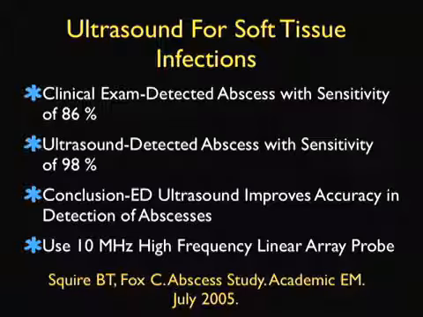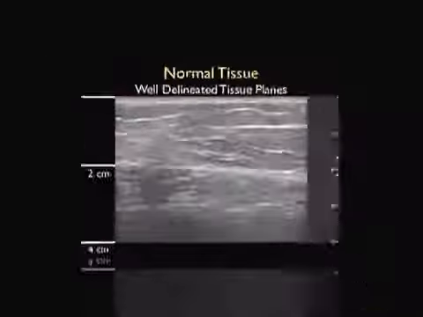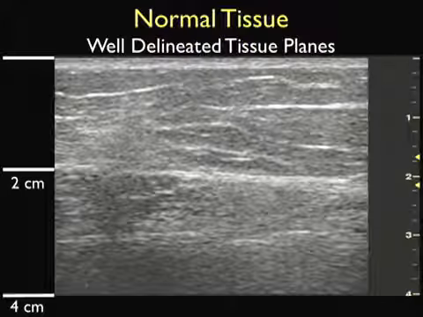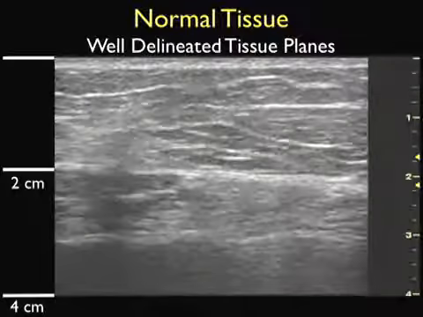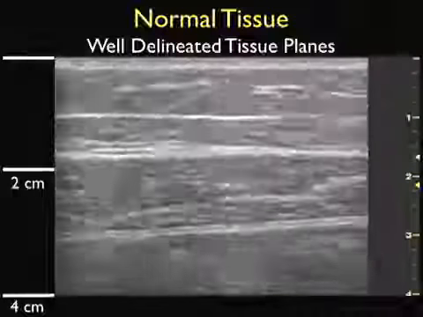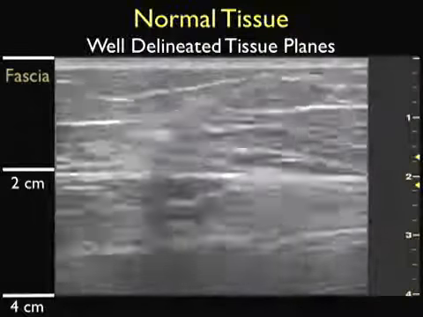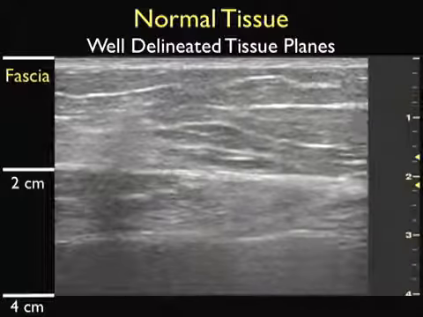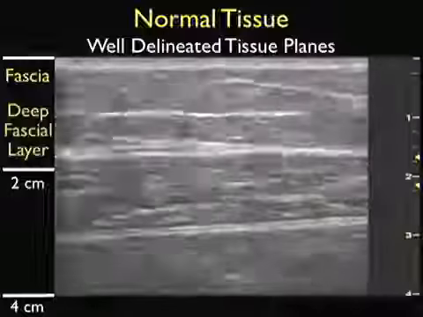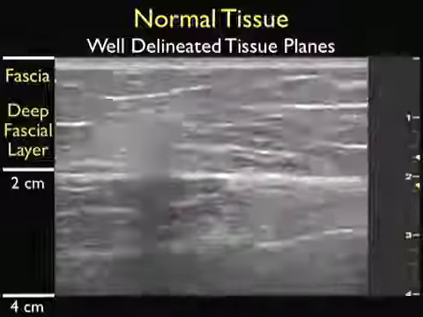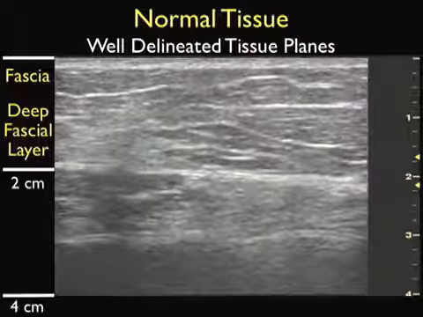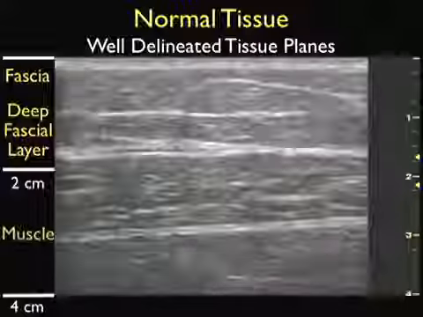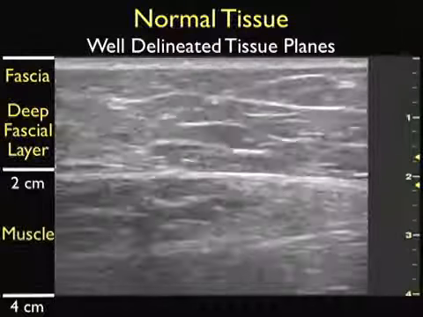For this application, we'll want to use a 10 MHz higher frequency linear array type probe to image the superficial tissues of the skin. So now let's take a look at what normal tissue looks like on bedside sonography. Here are the depth markers to the left, and we can see as we scan through the skin that we have well delineated tissue planes. Now the fascia here goes down to 2 centimeters as shown by the hash marks to the left, and we can see the deep fascial layer, which is usually present at about the 2 centimeter mark.